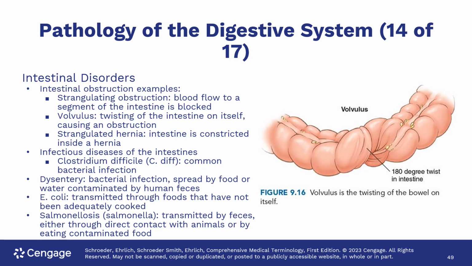Types of obstructions are strangulating, where the blood flow is blocked. A volvulus is a twisting obstruction. A strangulated hernia is where the intestine is squeezed tightly through an opening, causing obstruction and constriction of circulation. Infectious diseases include bacterial infections like C. diff, E. coli, salmonella, or dysentery.